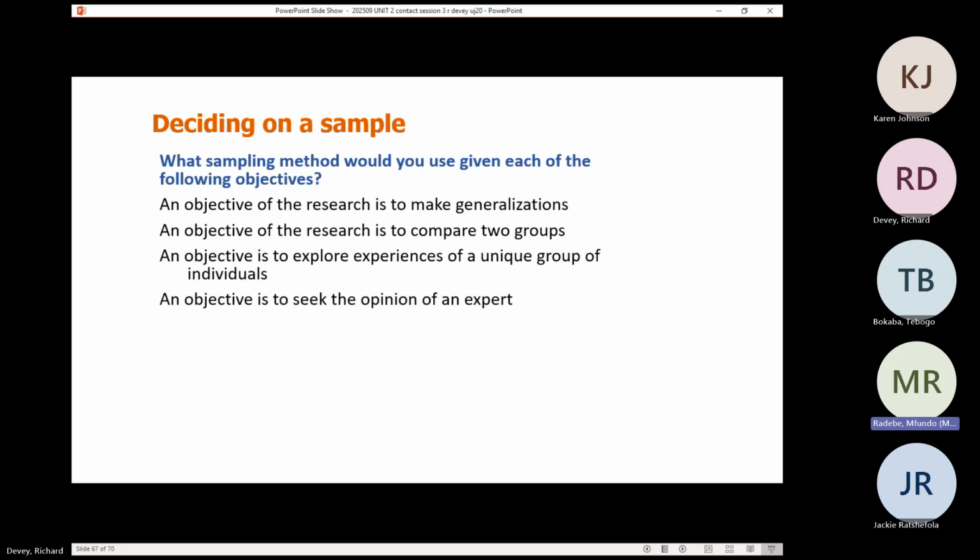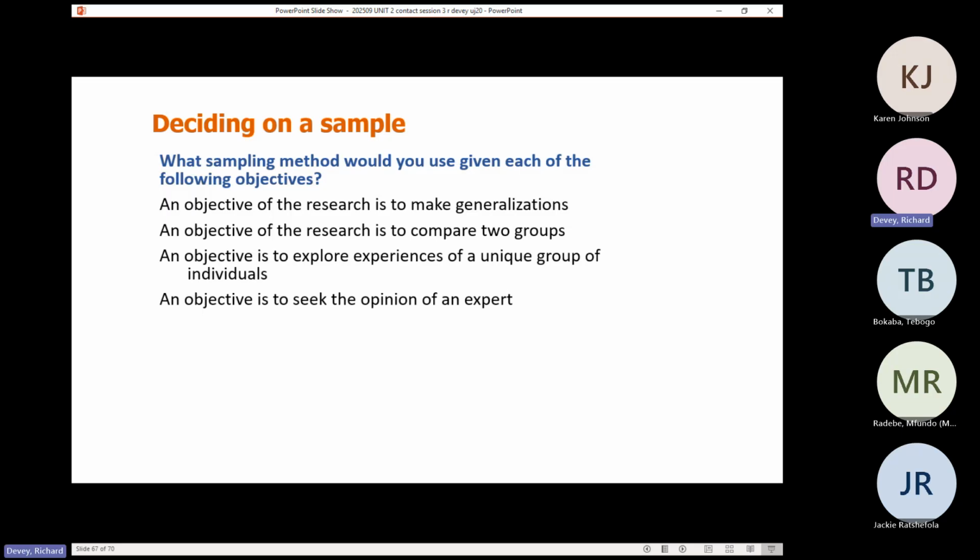Why? As we discussed, the probability sampling method ensures that every member of the population has a known and equal chance of being chosen or selected in the study. So it reduces, or minimizes, bias, and it increases your external validity.